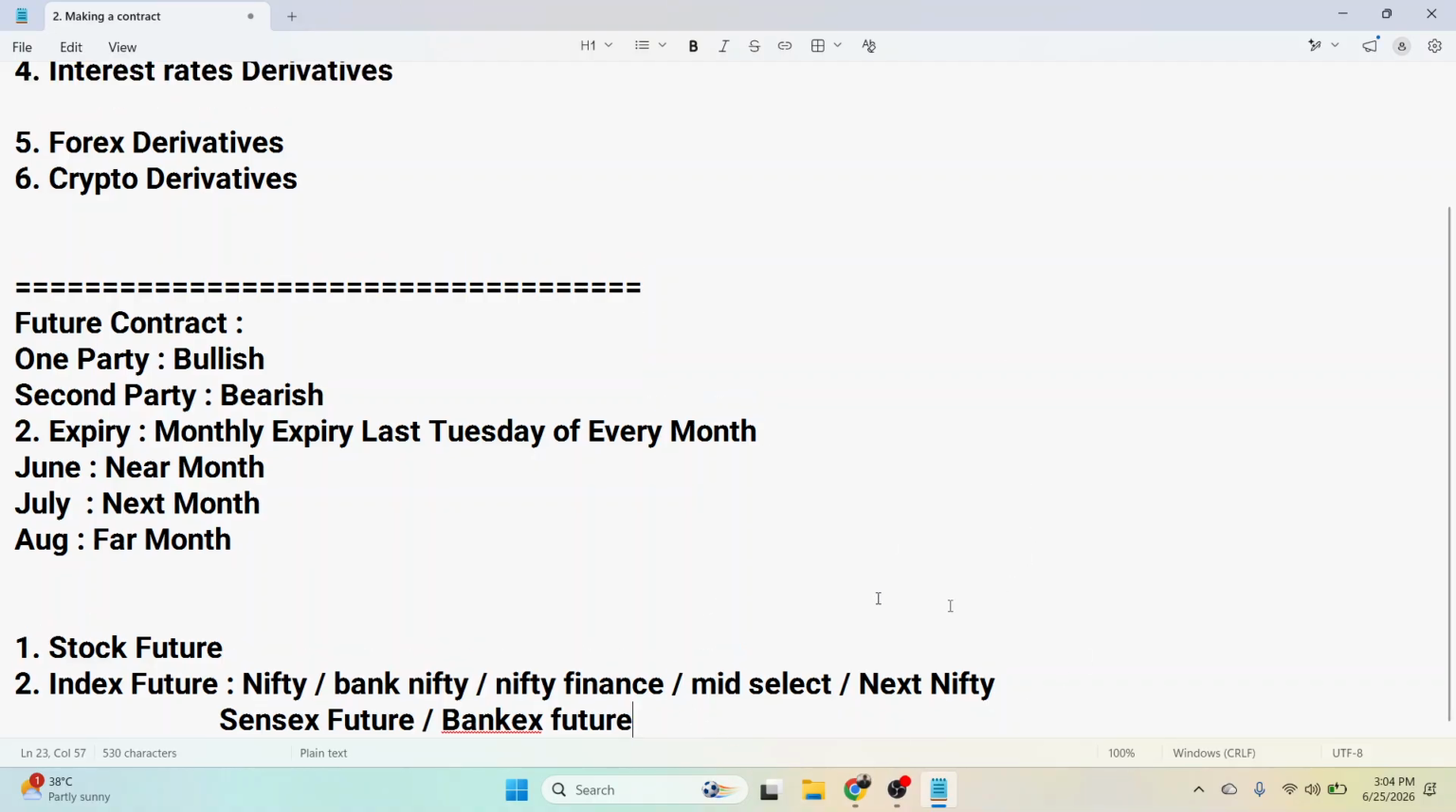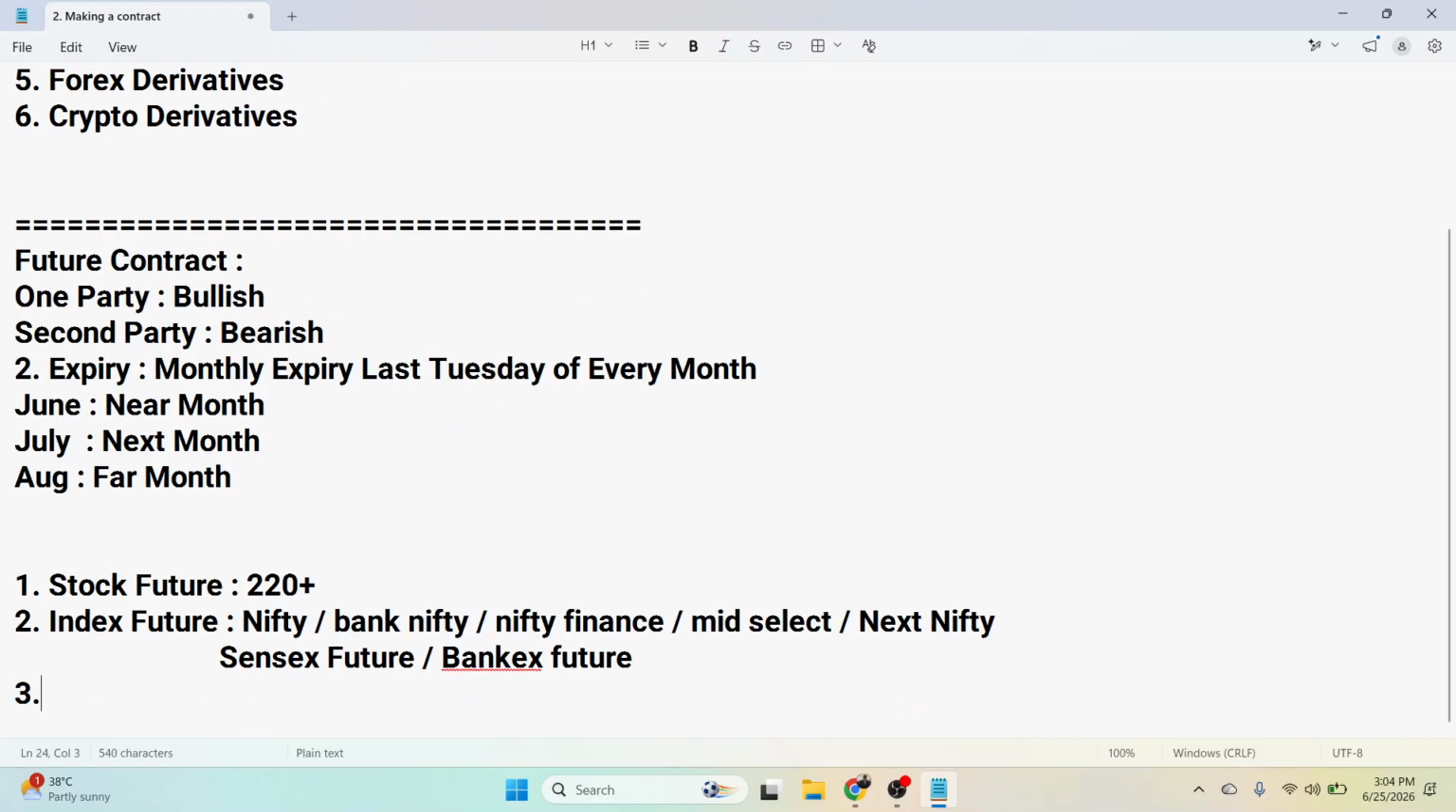And for stocks, we have around 220 plus stocks in which we can do future and option trading. So you can make a contract for the future of a stock, or if you want, you can go for any of the indices: Nifty future, Bank Nifty future, Fin Nifty future, Mid Cap Select, and so on.